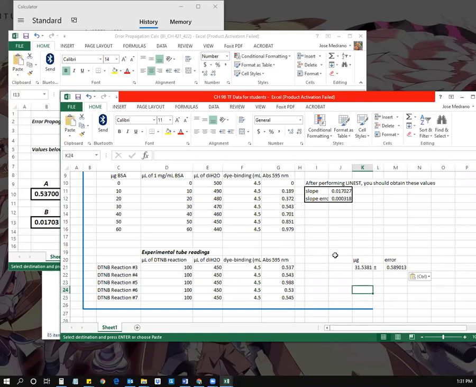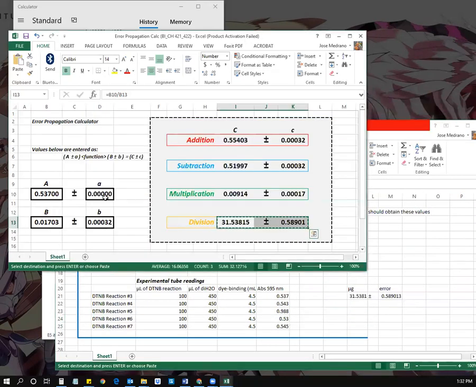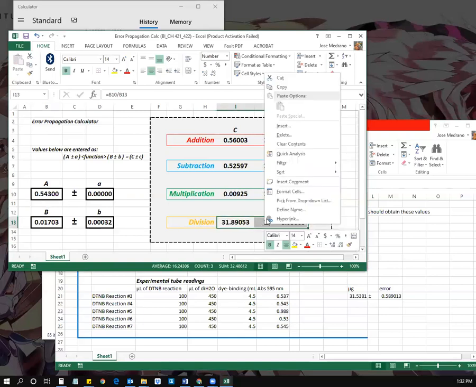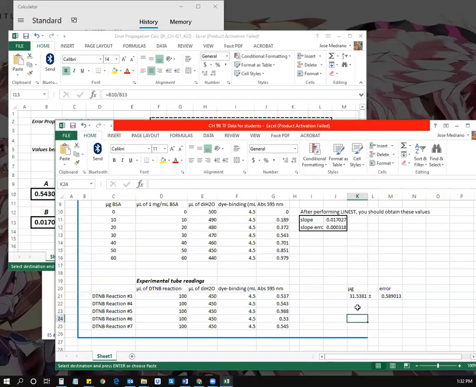And I am going to just really quickly do the rest of these values for you. My slope and its error don't need to change, so I'm just going to leave those values alone in my calculator and then input the corresponding next absorbance value here. So that is going to be 0.543. When I enter that, again, I'm looking for the division result. So this is the value that I'm going to copy and take over for my next calculations.